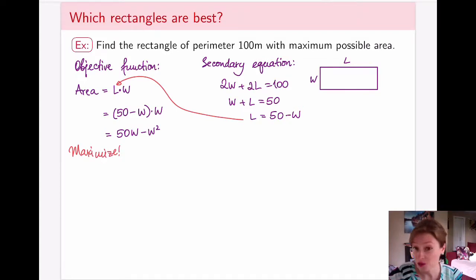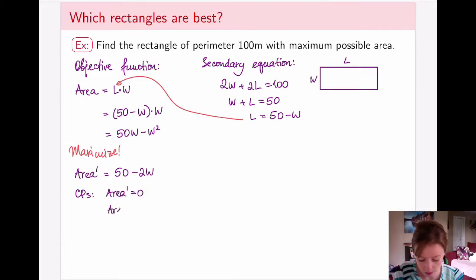Okay? After this, it's the standard calculus tools from the previous chapter. So what we're going to do here is take the derivative of the function, find the critical points, and then analyze those. So in order for me to find critical points, let's first find the derivative. In this case, it's fairly straightforward, 50 minus 2W. So critical points, I need to set the derivative to be 0. And I need to consider when the derivative does not exist.